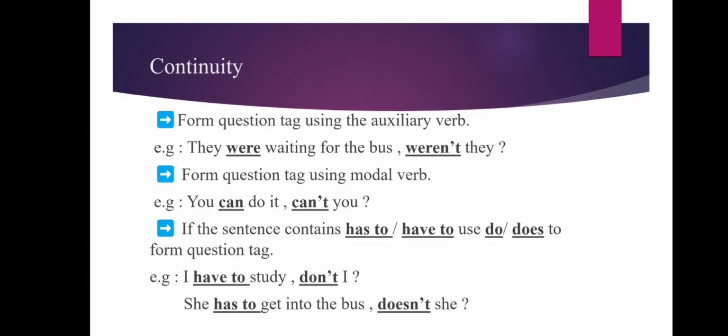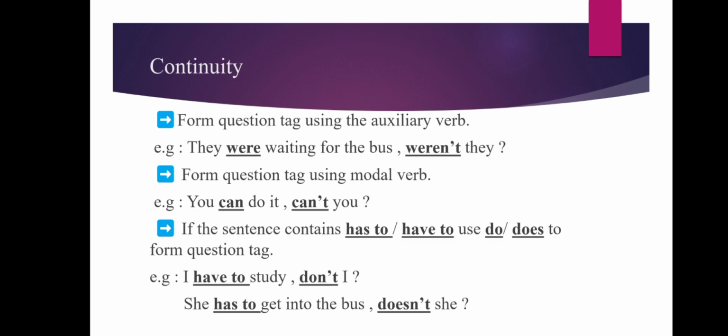The next rule is, if the sentence contains "has to" or "have to", you have to use "do" or "does" in the question tag. For "has to", you use "does". For "have to", you use "do", because "has" is a singular verb and "have" is a plural verb. Similarly, "do" is a plural verb and "does" is a singular verb. See the example: "I have to study." We have ended the question with "don't I?"